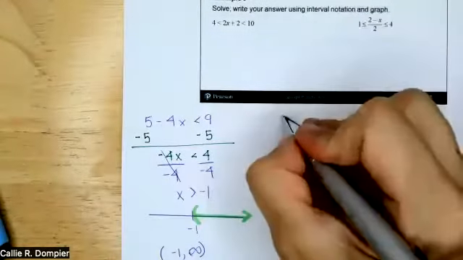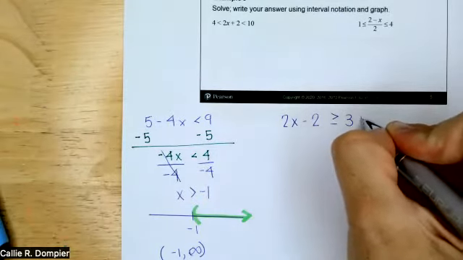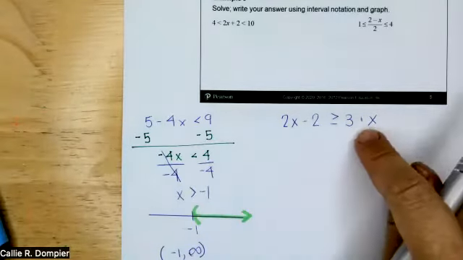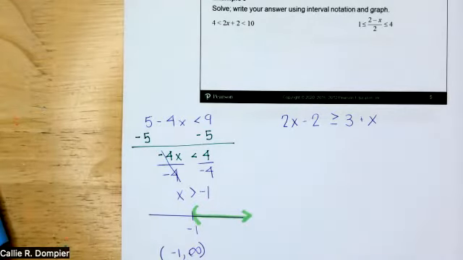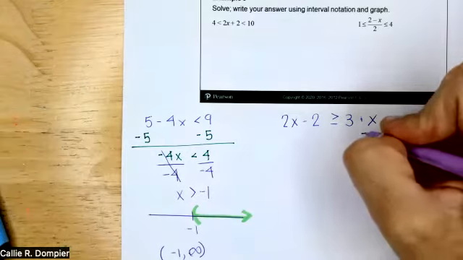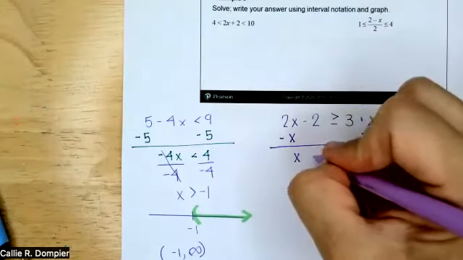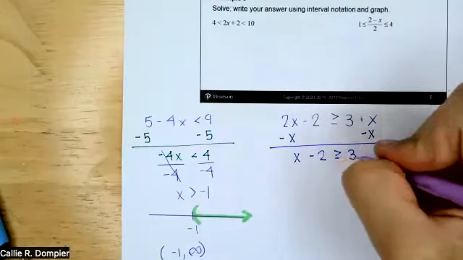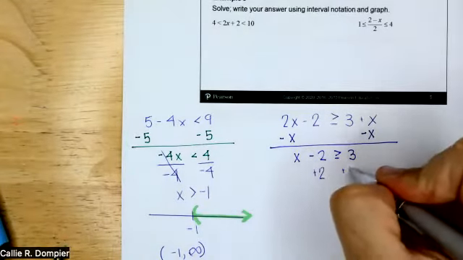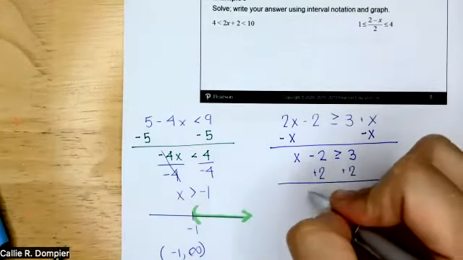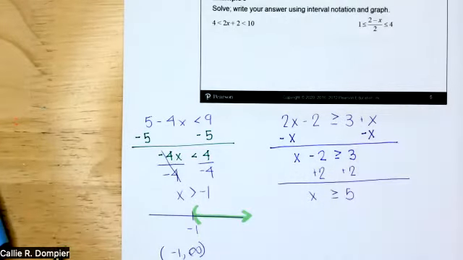Our next one is 2x minus 2 is greater than or equal to 3 plus x. Now I want to combine like terms, but they are each on separate sides of the inequality sign, so I just need to move the x. So I'll subtract x. 2x minus x is just x. Good. Then I will move the 2 by adding 2 to both sides. x is greater than or equal to 5.